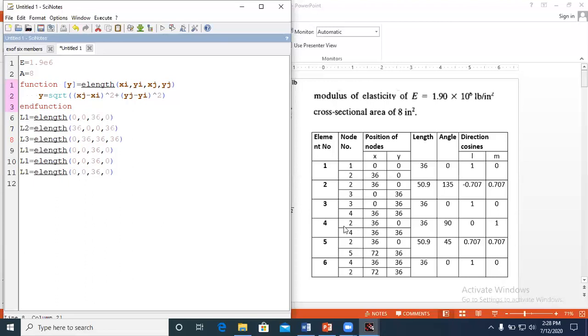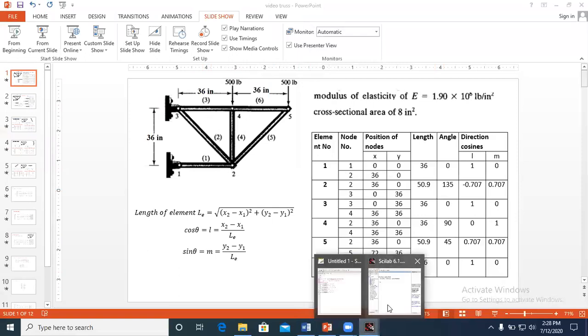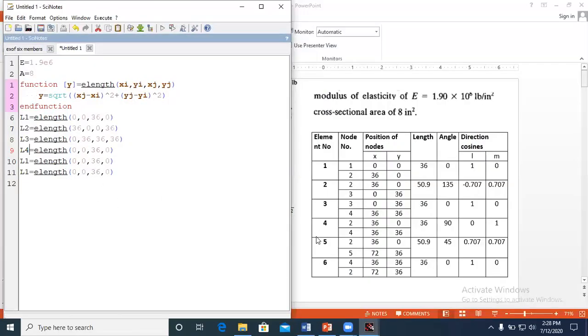Next for element number 4, we have to transfer the coordinates of this node number 2 and node number 4. Coordinates of node number 2 are 36 0, and coordinates of node number 4 are 36 36.